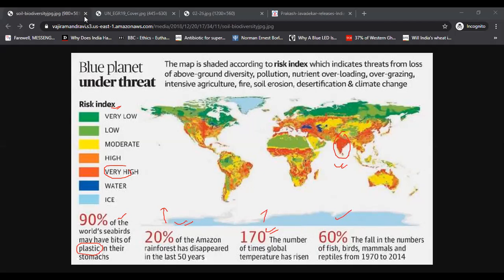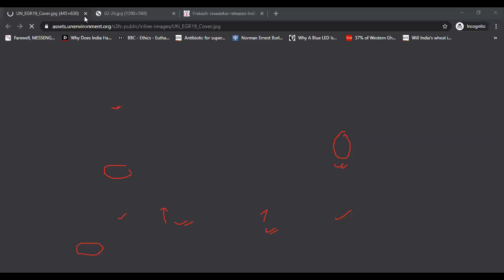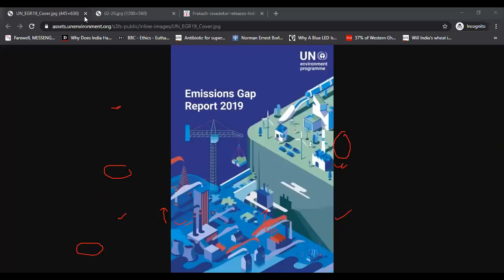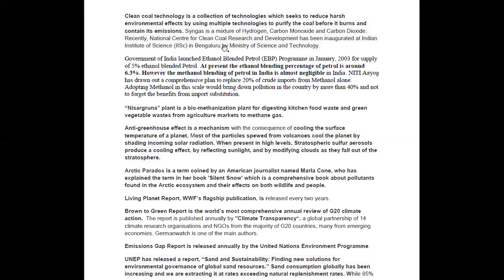Let's talk about another report. So what will we do? We'll go back and see another report. And do revise these. There are so many things, especially the previous year questions. They are a very important indicator of what you have to read and what you have to leave. So we have talked about the Living Planet report.